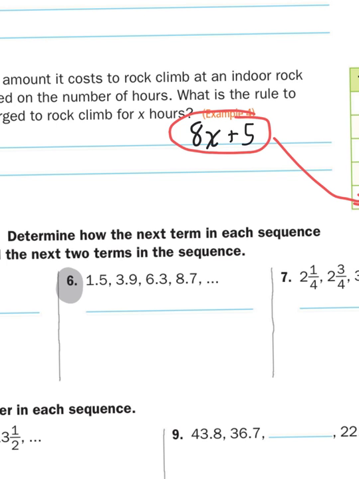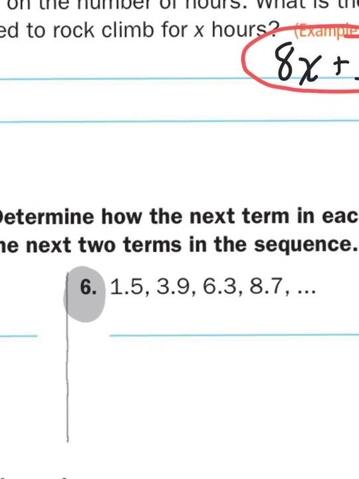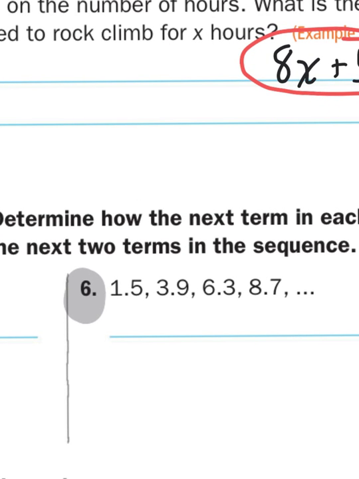Now that's going to help me with my rule, because if I were to write it here, 1.5 plus 2.4 gets me 3.9. Add 2.4, I'll get 6.3. Add 2.4, I'll get 8.7. So use your calculator to figure some of these complicated ones out. So the first part of the direction said determine how to get the next term. So I'm just going to say I would add 2.4. That's all I need to write for that part.